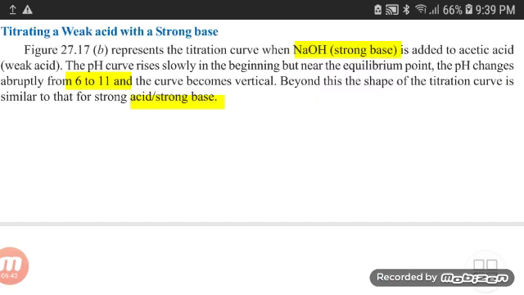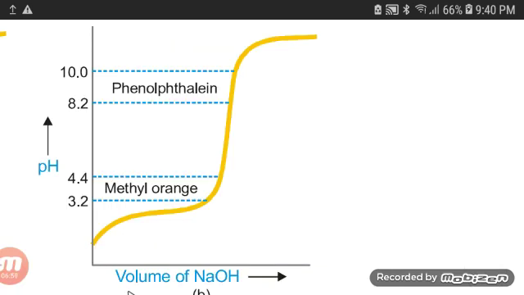After that, weak acid with a strong base. The weak acid is acetic acid and the strong base is sodium hydroxide. Let's have a look at its titration curve. Here the volume of NaOH is on the x-axis and pH is on the y-axis, and the curve for the weak acid and the strong base is similar to the strong acid and strong base curve.